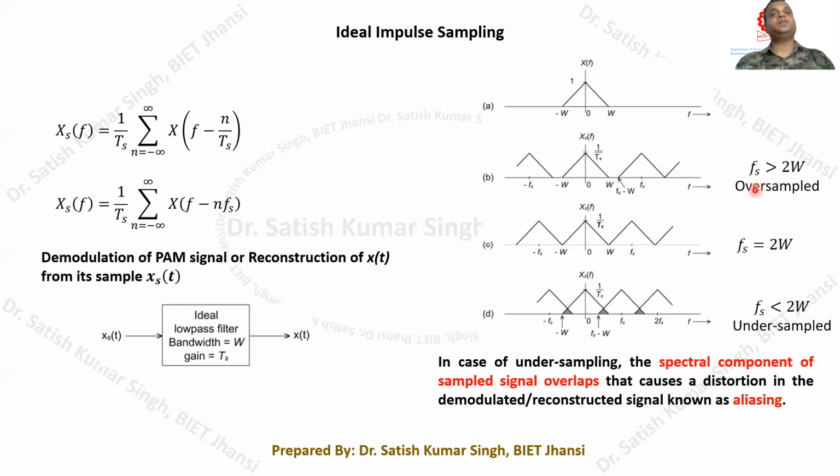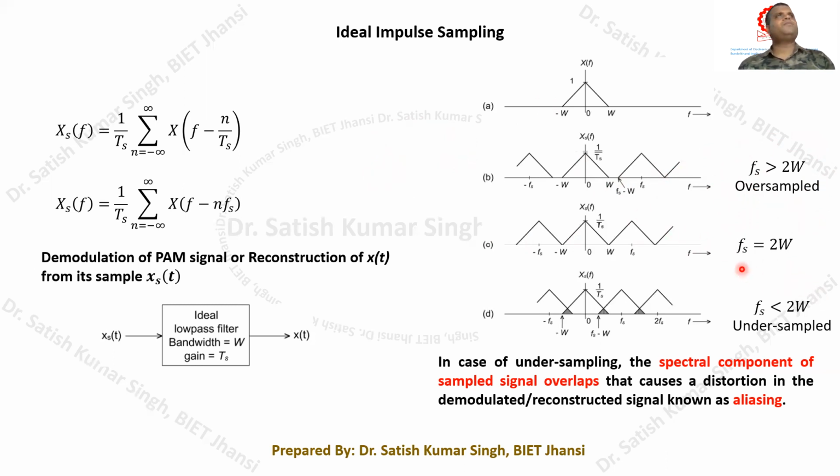Whenever fs is greater than 2W, this is called an oversampled signal. Whenever fs equals 2W, it is strictly sampled, at the Nyquist rate, because the minimum sampling frequency that we should have is fs equals 2W. Remember that as per the Nyquist theorem, fs should be greater than or equal to 2W. So the minimum sampling frequency we require is fs equals 2W.